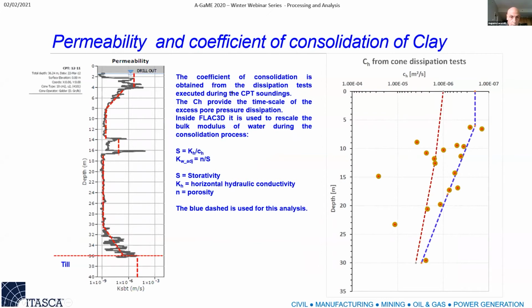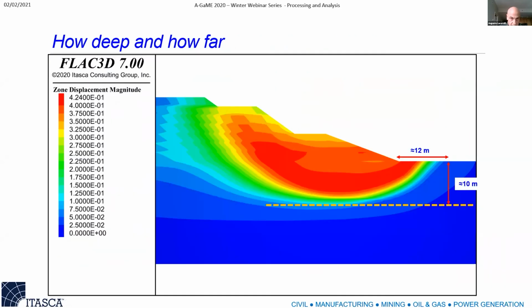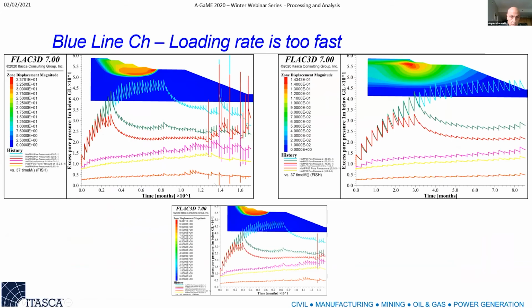And what would happen if we apply the construction stages provided by the mine on top of this clay? At some point, in one of the two layouts, in particular for the blue line, we have a geotechnical failure, because the loading rate that they were thinking was too fast. And you see all this spike in the pore pressure generation. It means that the model becomes unstable, and you clearly see the formation of a classical circular failure envelope.